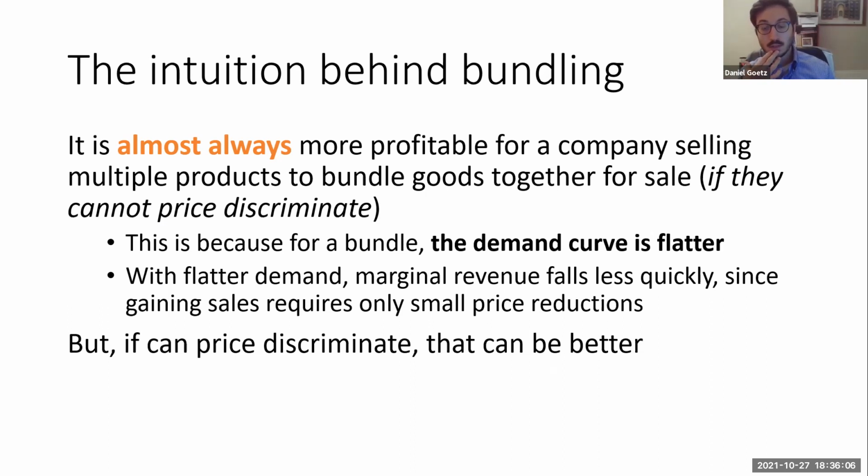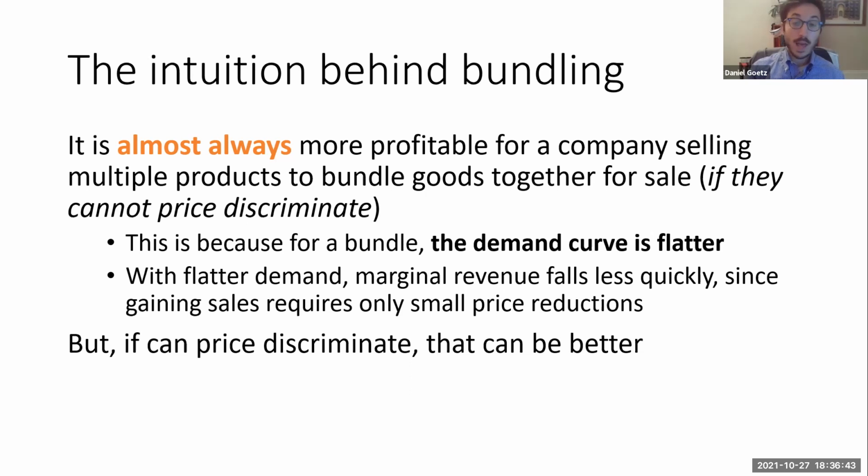Why is that the case? That's because for a bundle, mathematically, the demand curve is almost always going to be flatter. We saw that for the TV shows, for each individual consumer, the demand curves were fairly steep. Consumer A is willing to pay $5 for comedy but only $2 for sci-fi. That's fairly steep. But for the bundle, consumer A is $7 and consumer B is $6. Barely any decrease at all.